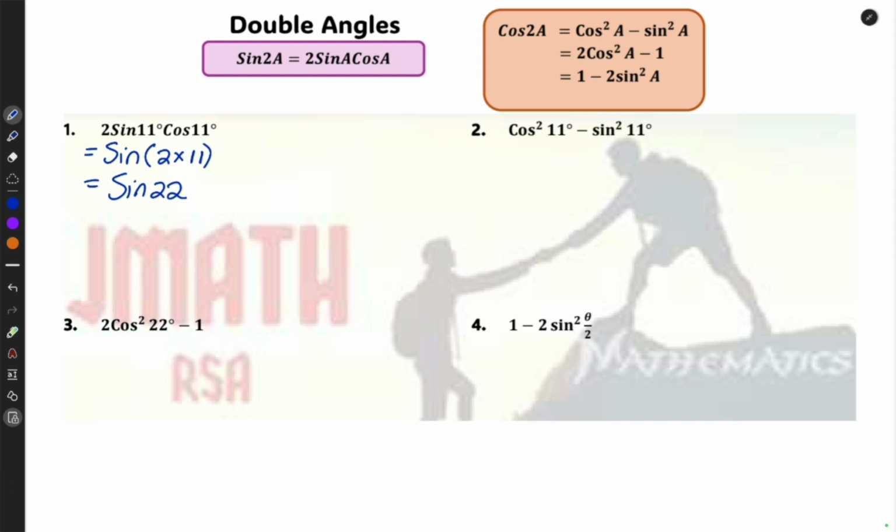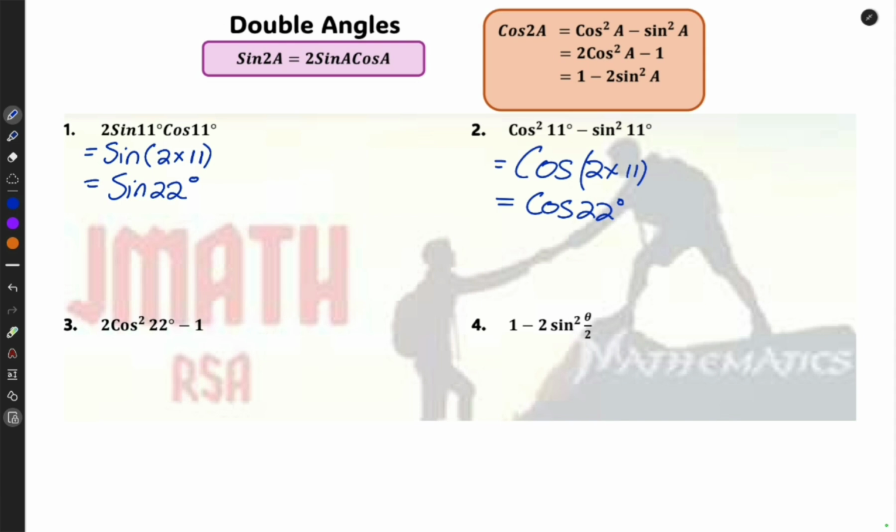Okay, question 2, cos squared minus sine squared. So that's actually the top one from cos. And I can then see, okay, that is in the right format. The minus is where it should be. So I can just rewrite this as cos 2 times 11, which is just going to be cos 22 degrees. Okay, I can't do anything further. It's not a special angle. Don't type it in your calculator and make it a decimal. Then you're going to get 0.